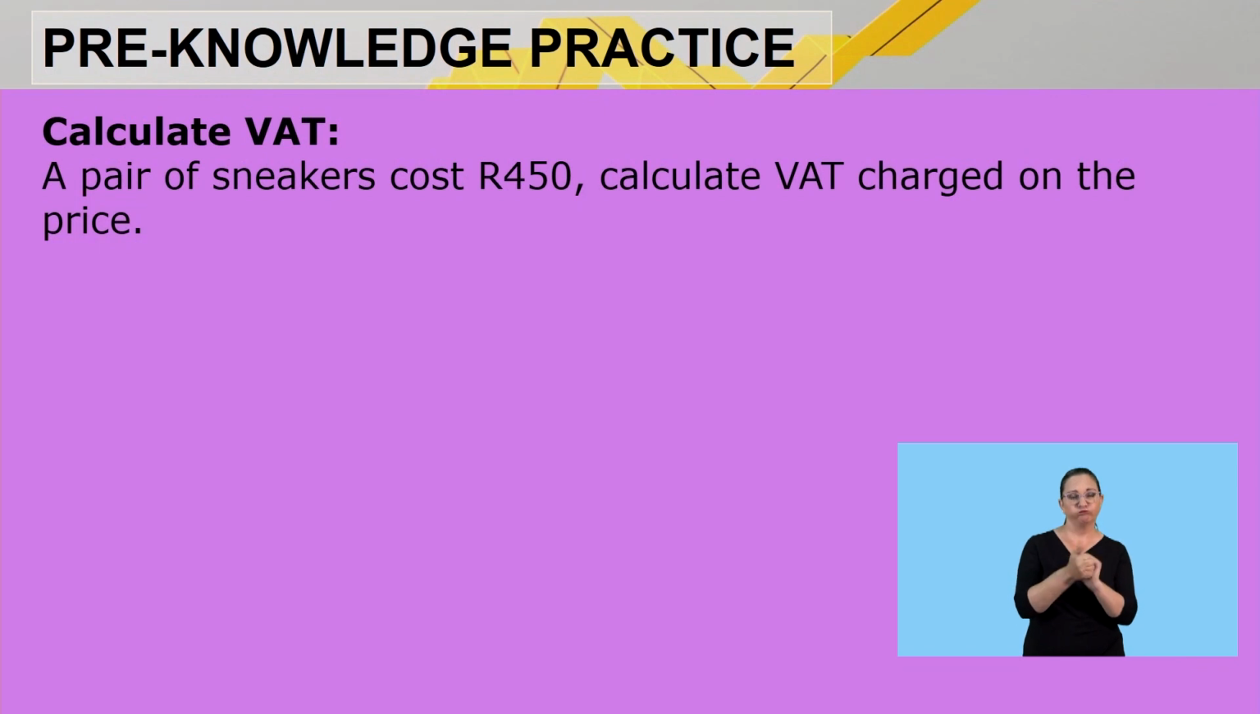Now let's look at the example that is given to us. A pair of sneakers costs 450 Rand. Calculate the VAT charged on the price. So now the price that we see there, it already includes what? VAT, or VAT is already being added on this price. So we need to find the amount that was charged.